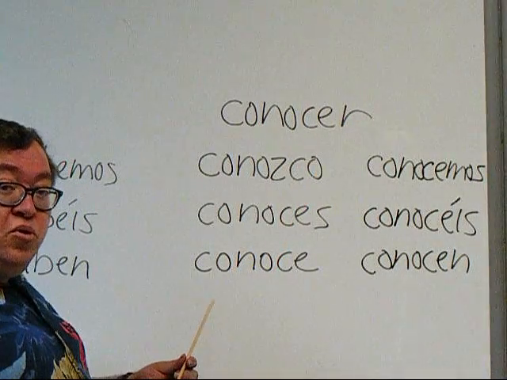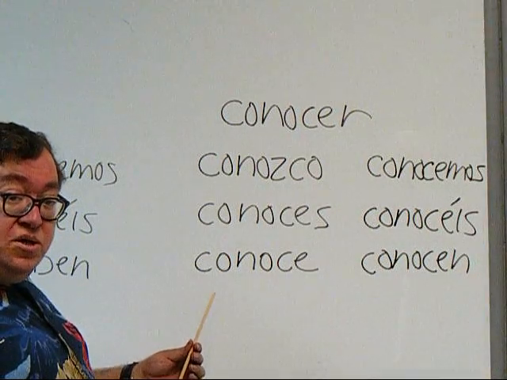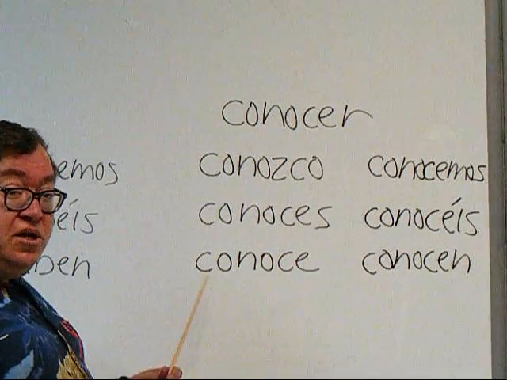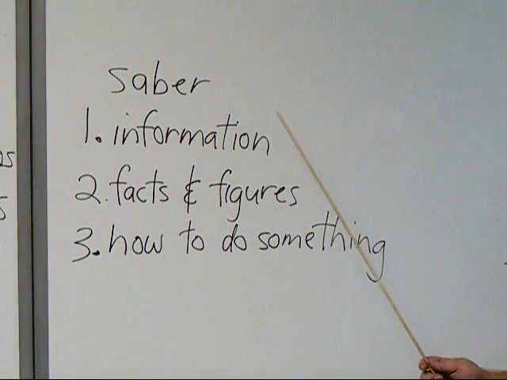For example, the verb producir ends in CIR, but its yo form is produzco, spelled with a ZCO at the end, just like conozco. Okay, now let's look at the meaning of the verb saber.